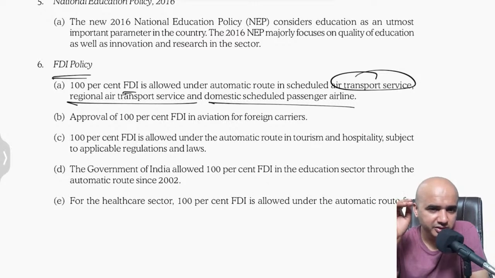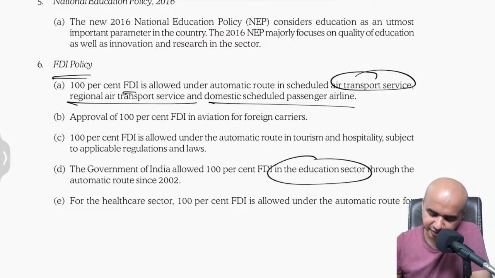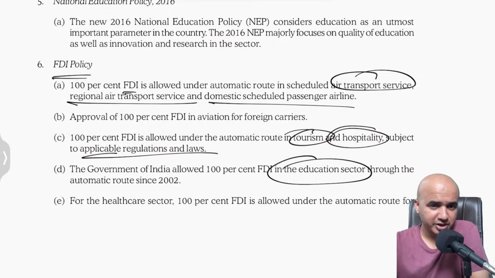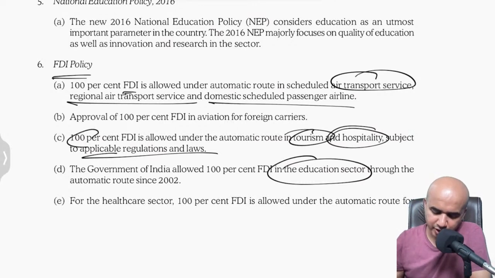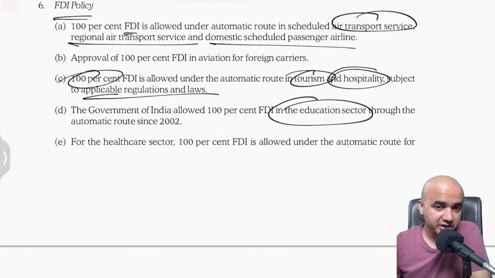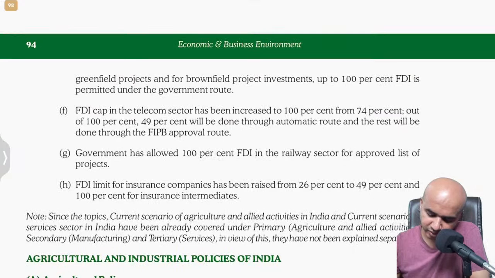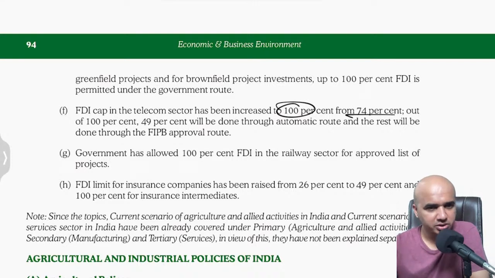One more thing is 100% FDI in the education sector. That is also interesting. Likewise, tourism and hospitality, subject to applicable regulations and laws. That is okay, but at least they are now approving 100% FDI. Healthcare sector 100% FDI is allowed. That is also interesting. Telecom sector has been increased to 100% from 74%. It was capped at 74% earlier. Now it has been increased to 100%.